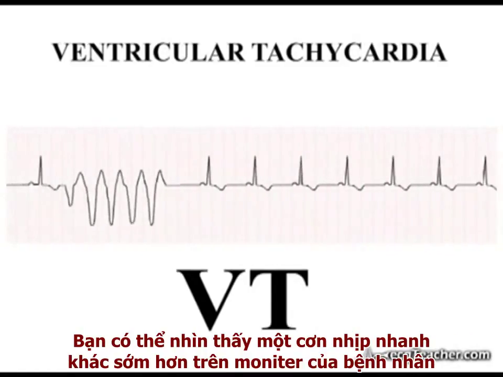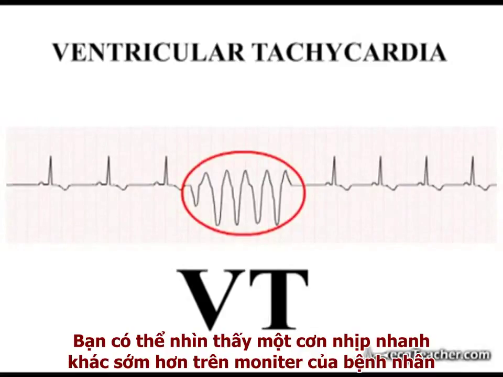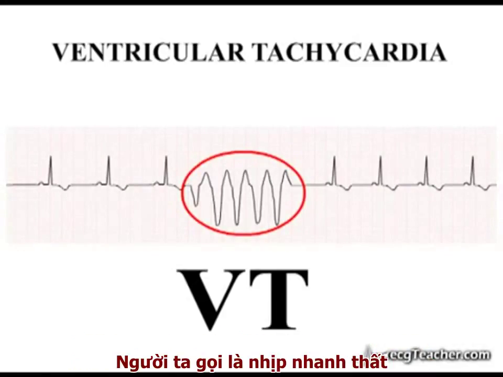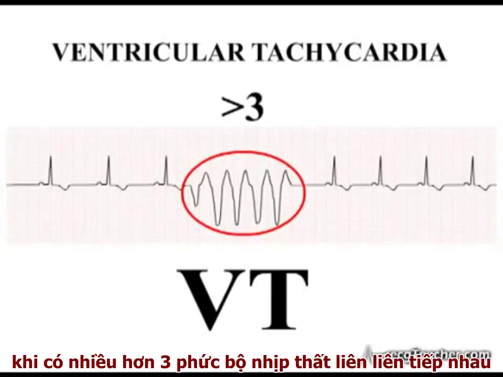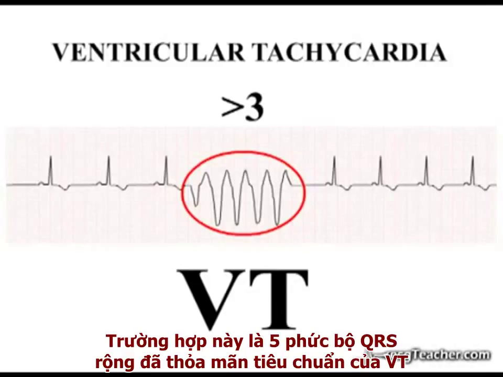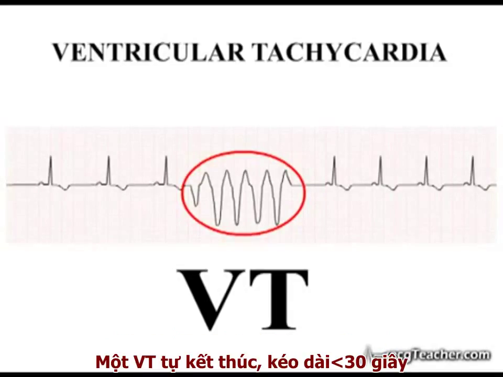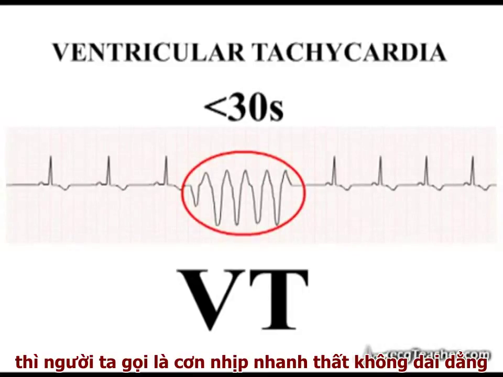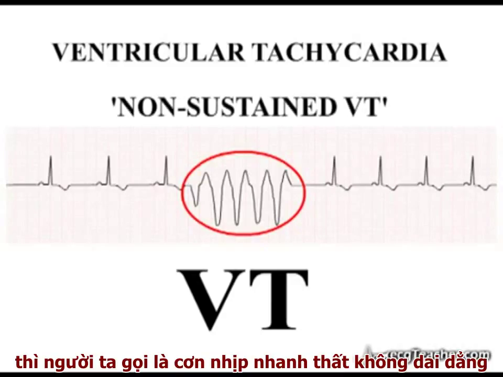You may have spotted this earlier event on the patient's monitor. Ventricular tachycardia is present when more than 3 consecutive ventricular complexes occur at a rate of greater than 100 beats per minute. This run of 5 broad complex beats meets this definition of VT. Such a self-terminating run of VT, less than 30 seconds in duration, is referred to as a salvo of non-sustained VT.